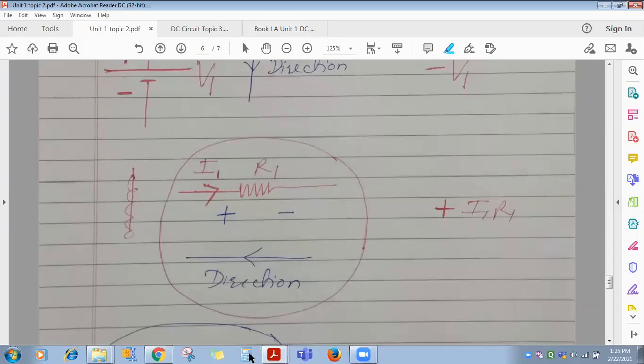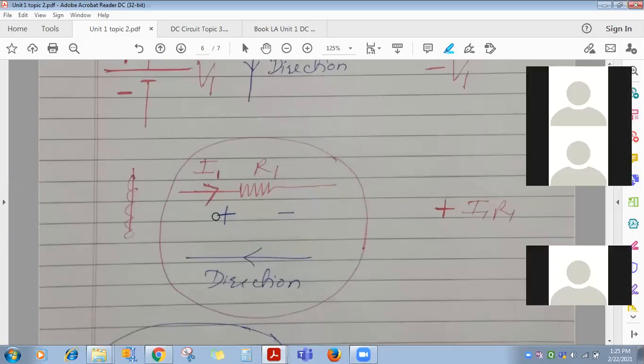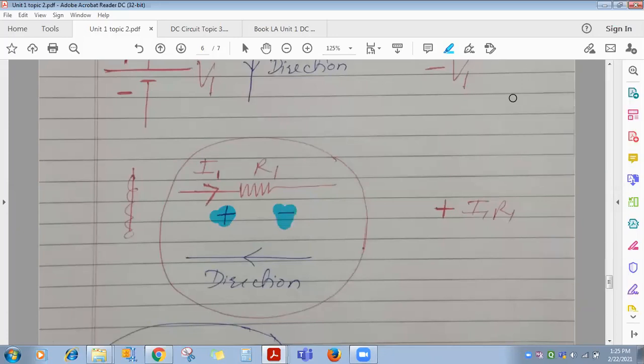Ma'am, in the direction of current, the first part will be positive and the second part will be negative. Why is it so? Because current always flows from higher potential to lower potential. This sign convention is used. Current is entering over here, so for the voltage drop across this, you mark this side positive, because current enters at this terminal and leaves at the other side. That's why that side is negative. Is this clear to everyone?